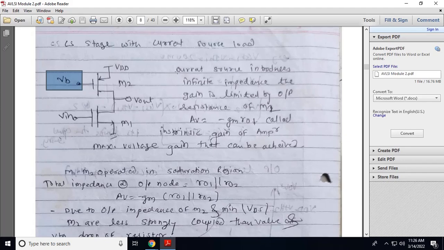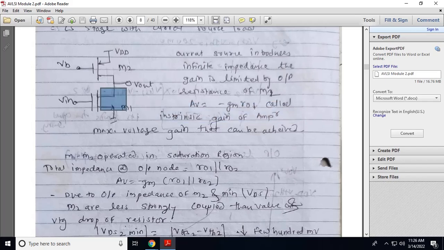So the current source will introduce infinite impedance, so gain is limited by the output resistance of transistor 2. So voltage gain is equal to minus Gm, because common source has a 180 degree phase shift. So minus Gm into Ro, and this is called the intrinsic gain of an amplifier, that is the maximum voltage gain that can be achieved.